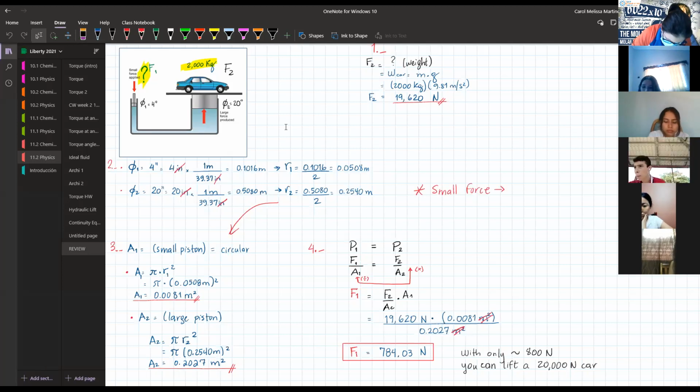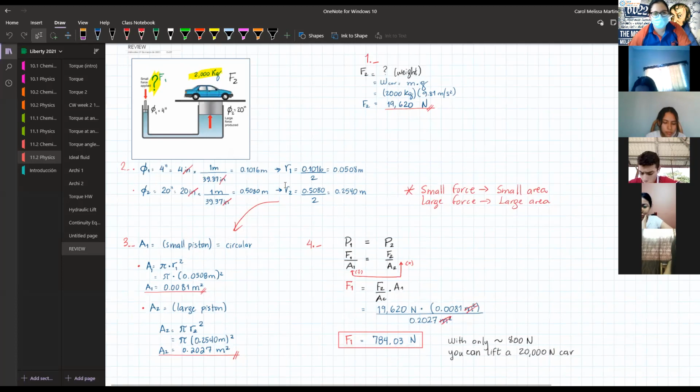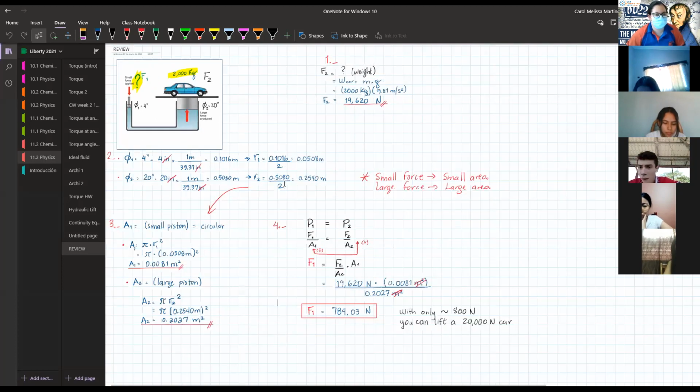So, remember this: small force goes in the small area, and the large force goes in the large area, like that, okay? Now, you still don't know if you did it right? You can test. You can check it. How can you check this exercise? Maybe I didn't say this before because I don't think it's necessary, but let's go back to the principle. The main principle says that the pressure 1 is equal to the pressure 2.